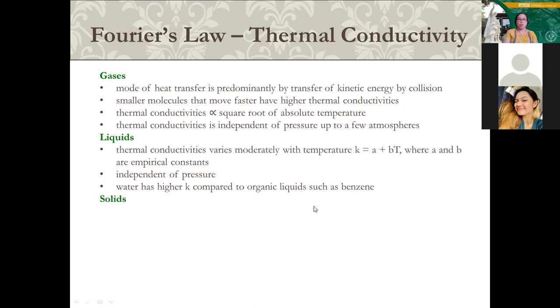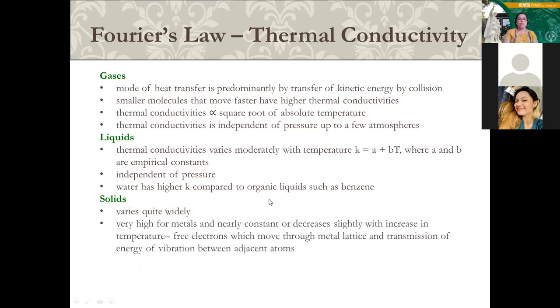Now, as for solids, when we speak of thermal conductivity of solids, it varies quite widely. So varies widely in solids and very high for metals. We know this, and nearly constant or decreases slightly with increase in temperature. So this is because of the free electrons which move through the metal lattice and transmission of energy of vibration between adjacent atoms. So the transfer of energy in solid is very high because of the movement of these particular free electrons, which are free to move along the crystal lattice of a material.